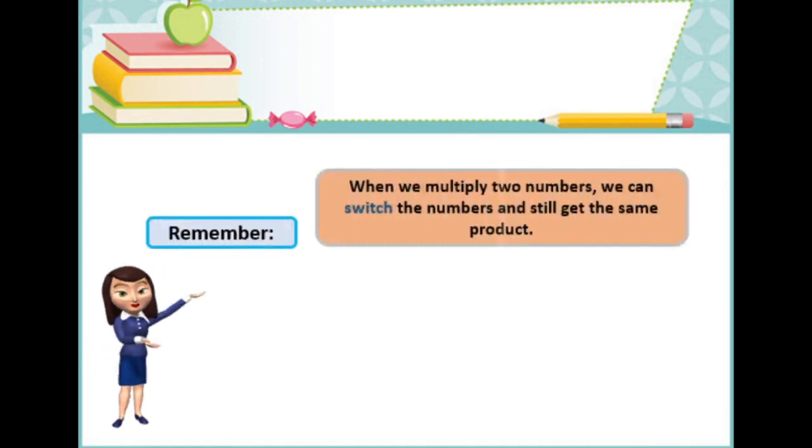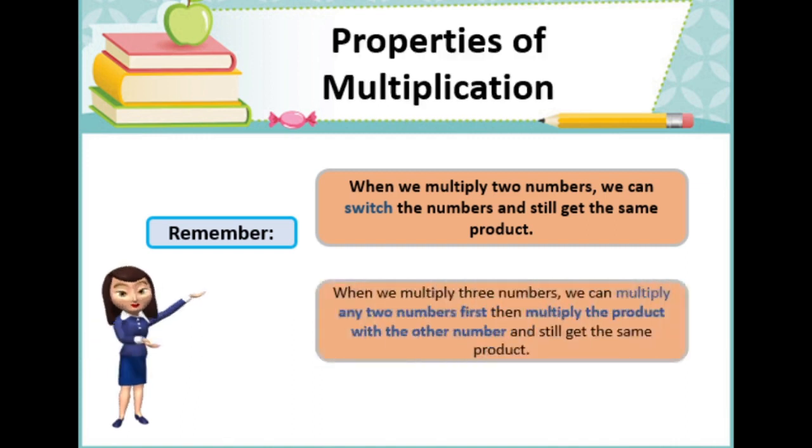Last time, we also had the different properties of multiplication. First, it says here that when we multiply two numbers, we can switch the numbers and still get the same product. Even if we change the position of the numbers, our product would still be the same. When we multiply three numbers, we can multiply any two numbers first, then multiply the product with the other number and still get the same product.